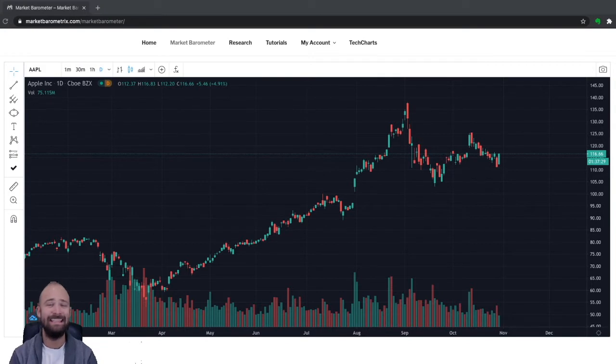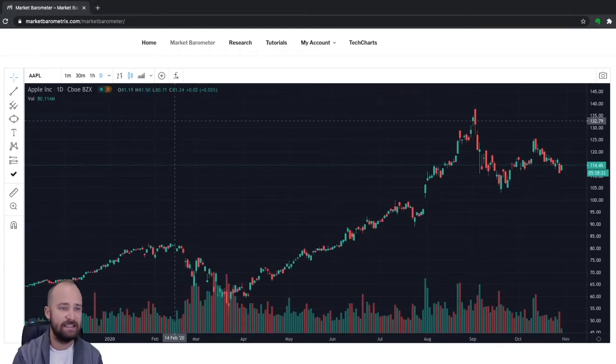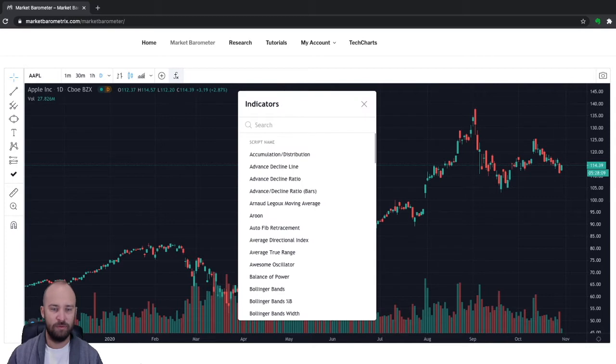So the first one being the 9-day exponential moving average. We're also going to add the 50 and 200-day simple moving averages. So we're in the chart here. Again, this is the TradingView technical analysis platform. It's the most robust, comprehensive technical analysis platform out there, so we built it right into the Market Barometer here. Up in the top, you have the indicators button. We're going to give that a click.